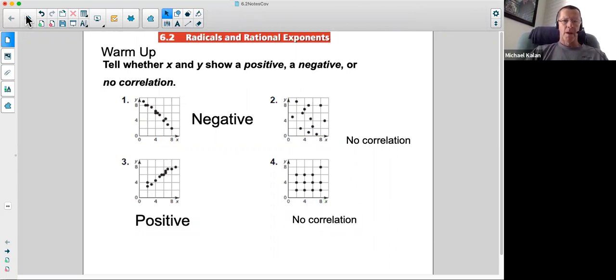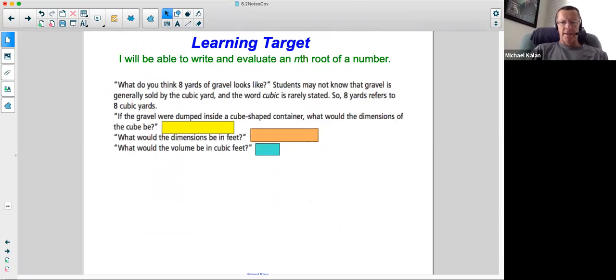Okay, cool. All right, so your learning targets, say it out loud and proud. I will be able to write and evaluate an nth root of a number. And obviously we'll have a number plugged in for n. So here's a little fun exercise. What do you think 8 yards of gravel looks like?